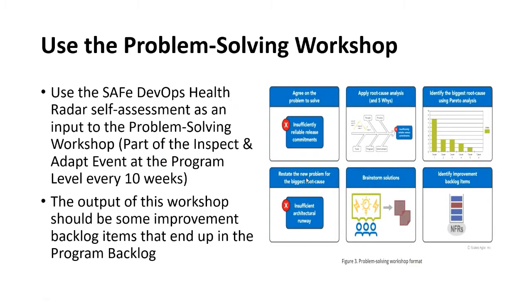Once you do that assessment and you have that radar filled out, you can see where the gaps are, and you see where what you think is the problem. So you can use that as an input to a problem-solving workshop. Now, in SAFe, every 10 weeks we have an event called the I&A, Inspect and Adapt. Inside of the Inspect and Adapt is a problem-solving workshop, and it starts by agreeing on the problem to solve. So we can take from the DevOps Health Radar where we scored poorly, and we can say, okay, we have a problem here.